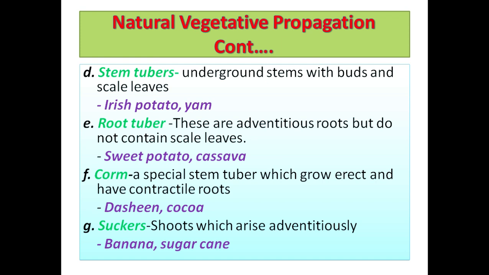Alright, E, root tuber. These are adventitious roots, but do not contain scale leaves. So the sweet potato and the cassava, those are actually roots. They are root tubers, and they are developed from adventitious roots, not stems.